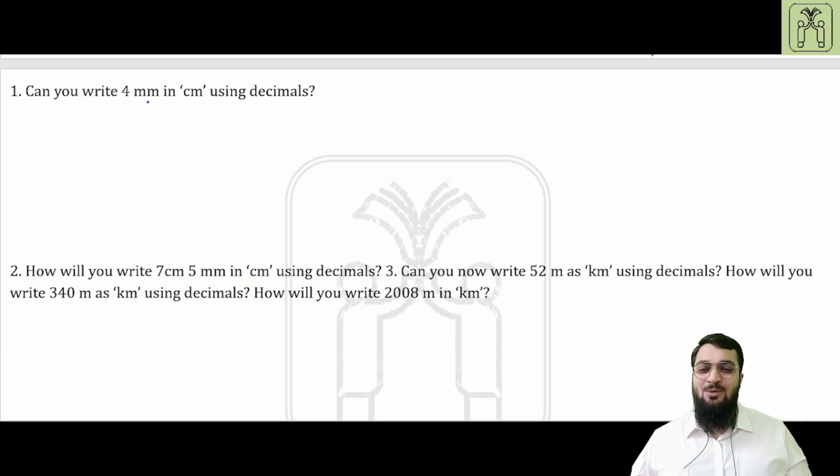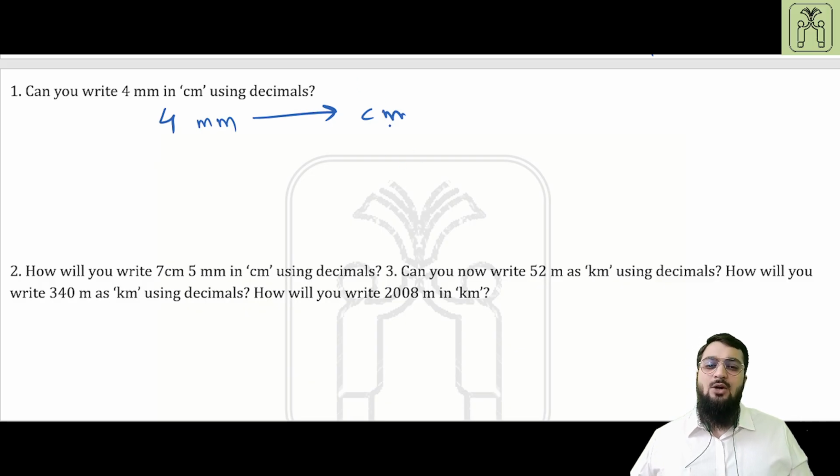Can you write 4 millimeter in centimeter using decimals? Okay. For such type of questions, what you have to do is that you just have to write the question as it is first of all, in order to not have any sort of confusion. So we'll just write 4 mm. I'll write the mm again, and you will make an arrow and write centimeter. Okay, so you have to convert 4 mm into centimeter.